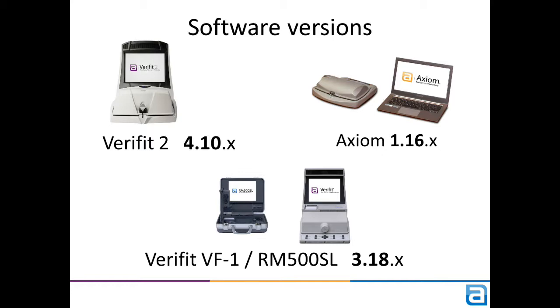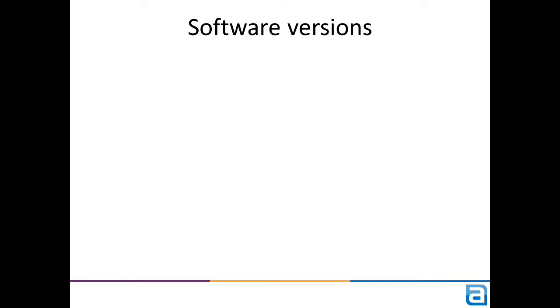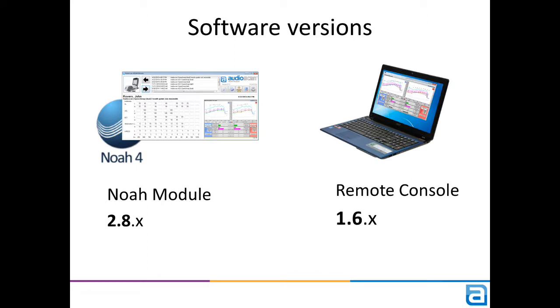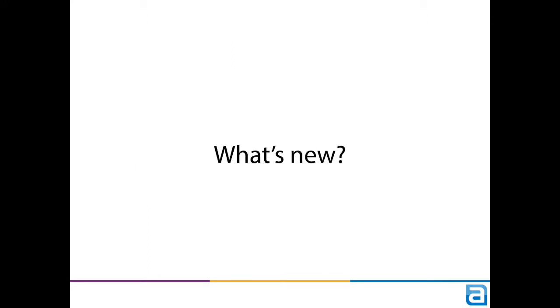There will also be new versions of our PC apps, so the current NOAH module will be version 2.8, and the remote console for VF2 and Axiom will be version 1.6. So now, what's new in the new software?